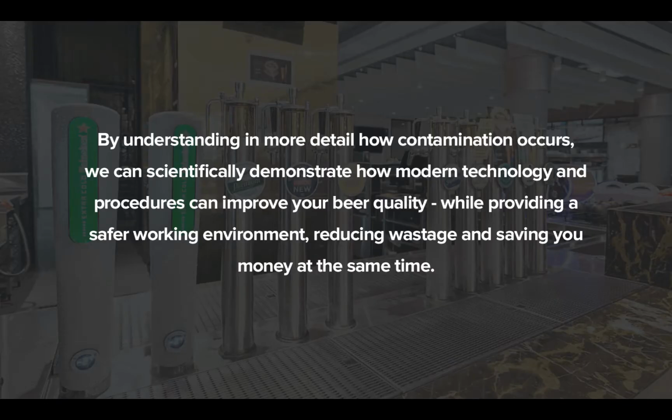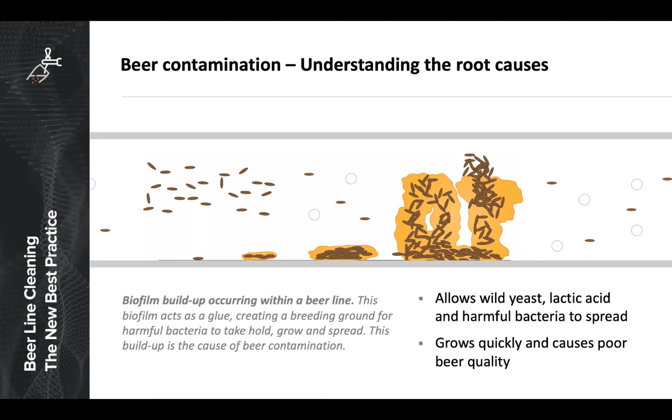So by understanding in more detail how beer contamination occurs, we can scientifically demonstrate how modern technology and procedures can improve your beer quality while providing a safer working environment, reducing your wastage, and saving you money at the same time. So let's jump right in and take a look within a beer line.